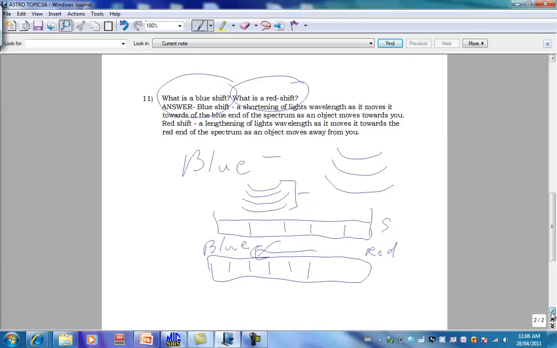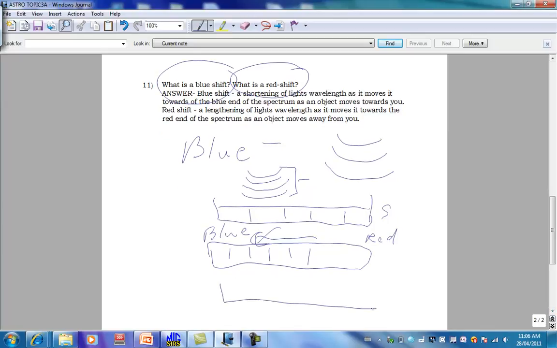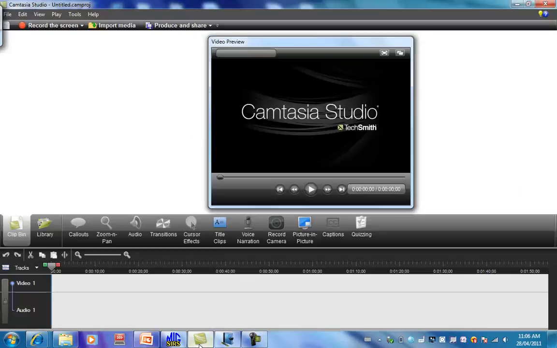If it's red shifted, then here's what happens. Here's the original star with its spectral lines. Those spectral lines now would be moved more towards the red side slightly, and we call that red shifted. And that's it. That's the answers to our questions.